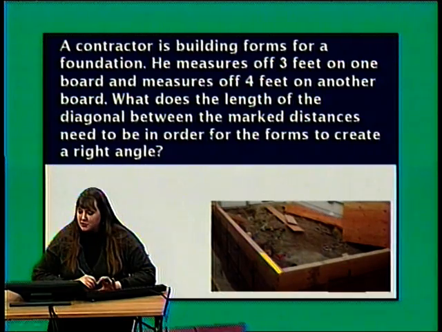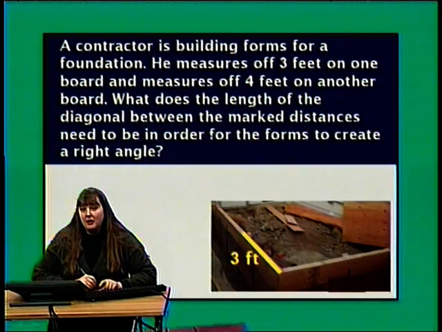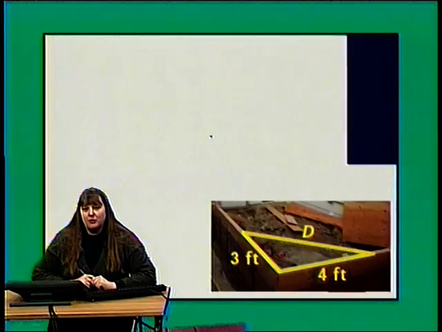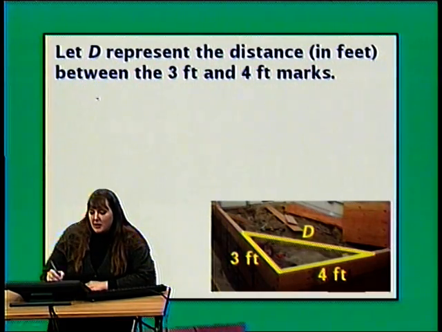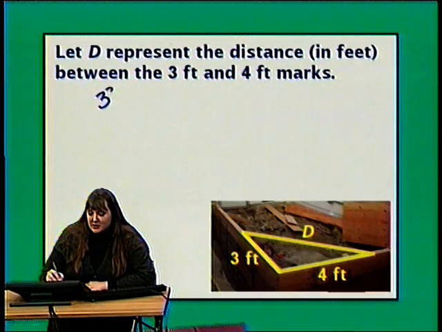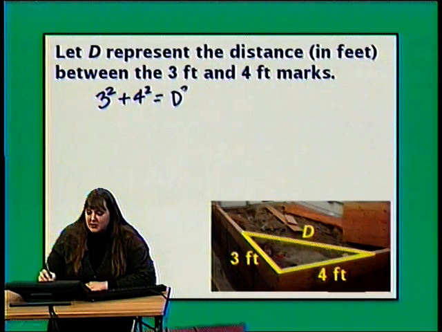The contractor measures off 3 feet and then measures off 4 feet in another direction, and he wants these two boards to create a right angle. So we need to figure out what's the distance between the two marked distances. Let D represent the distance in feet between the 3-foot and 4-foot marks. Looks like we have a right triangle here. We can apply the Pythagorean theorem. The Pythagorean theorem tells us that 3 squared plus 4 squared equals D squared.